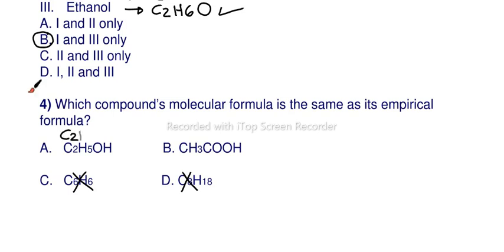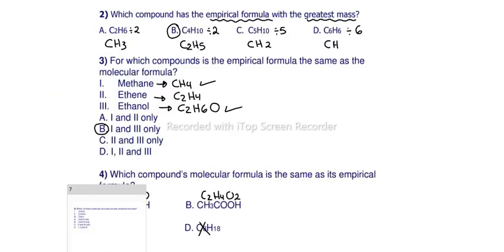So this is C2H6O, and this is C2H4O2. So you now start thinking which one cannot be simplified more. It is your answer, and in this question, it's the A.